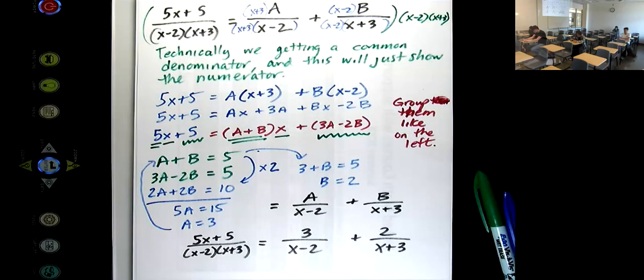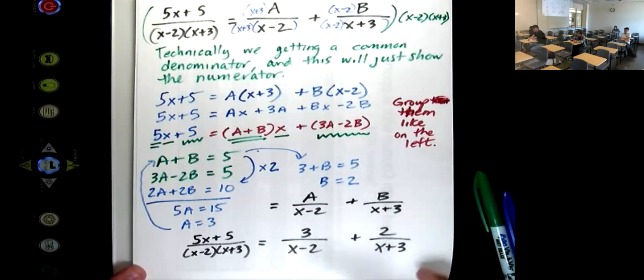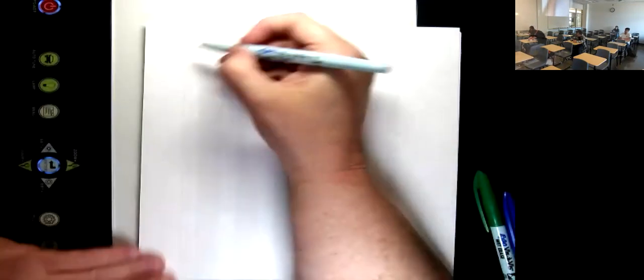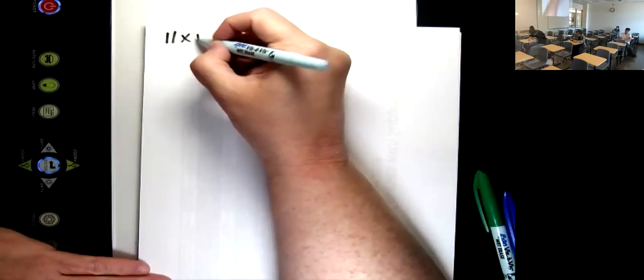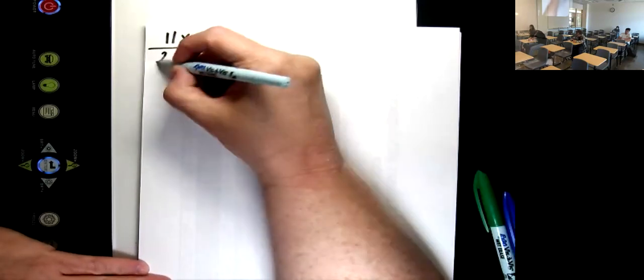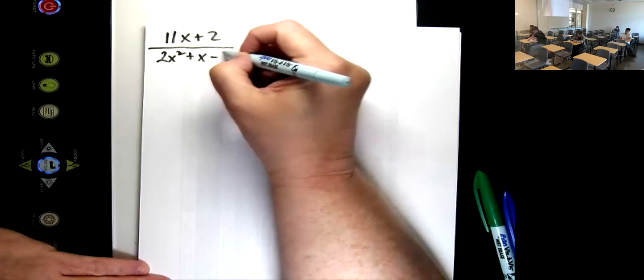You guys ready to do some more? All right, now let's pick one we don't know the answer to and do it. Let's start off with 11x plus 2 over 2x squared plus x minus 1.